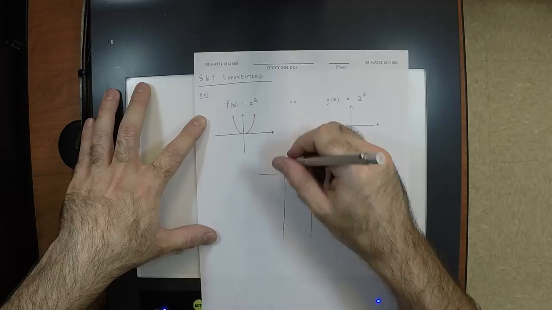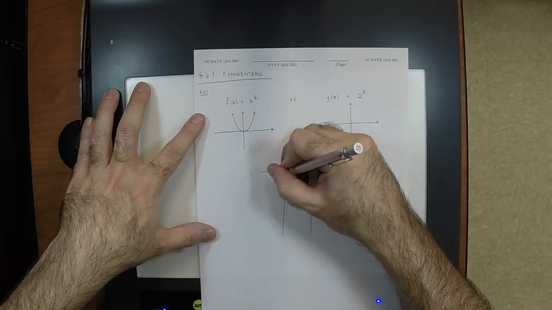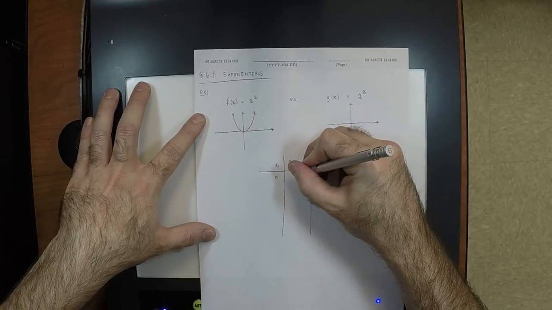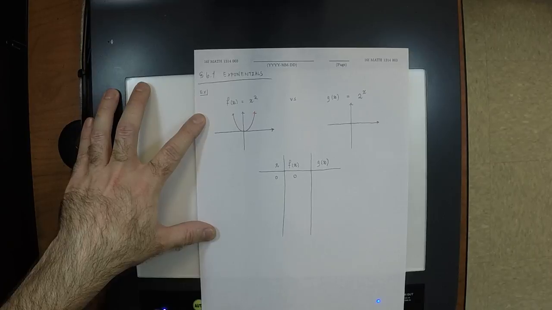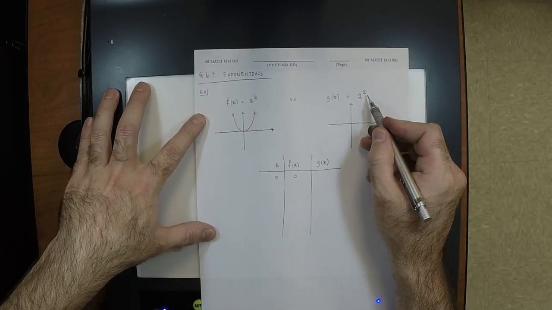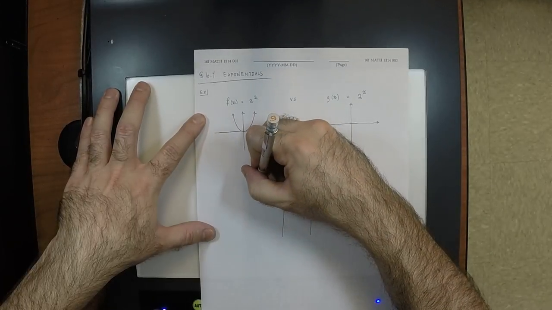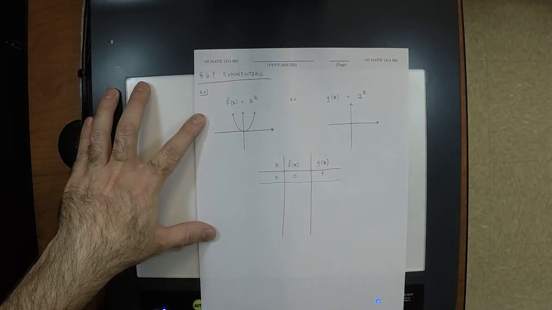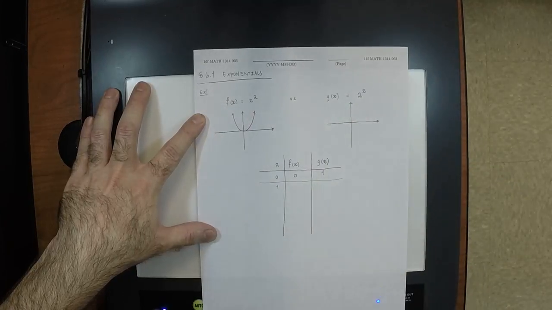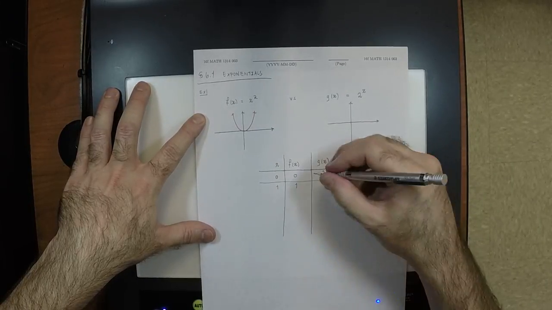Okay. Normally I want to do these in numeric order, but it's not going to happen this time. So how about x is 0? What do you get if you plug 0 into f? Zero, because 0 squared is 0. What do you get if you plug 0 into g? One. 2 to 0 is 1. How about let's plug in 1. If you plug 1 into f, what do you get? 1. What do you get if you plug it into g? 2.